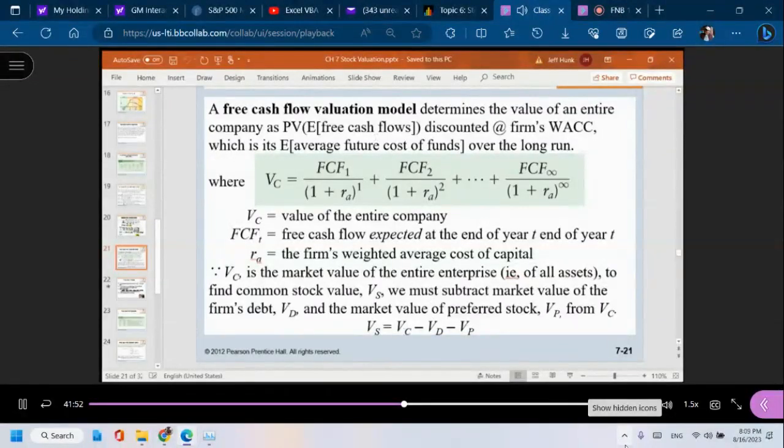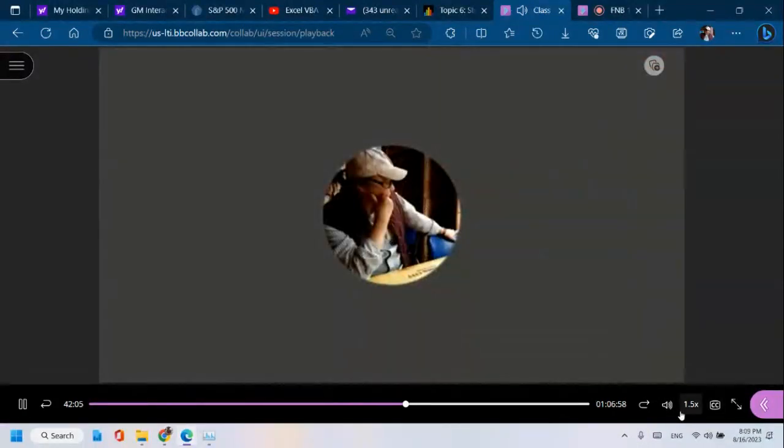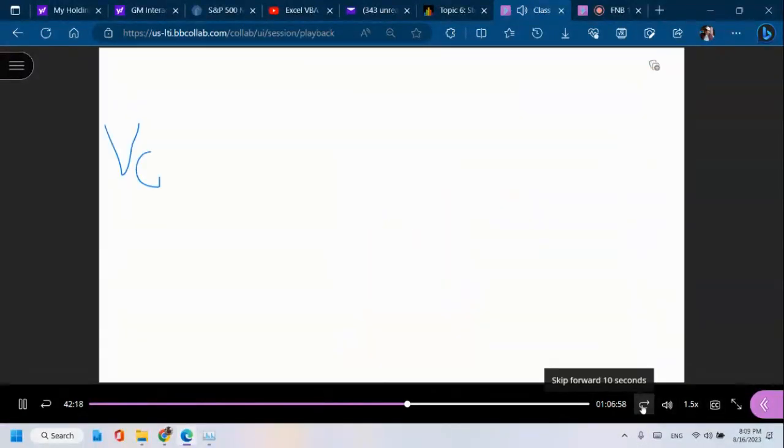So let me use the whiteboard. Let me go back. This V subscript C, the value of the company, is close to the concept of enterprise value. Enterprise value. Okay. If I go to the whiteboard, right? Oops, what happened? Right? It is equal to the value of the common stock, the value of the preferred stock.